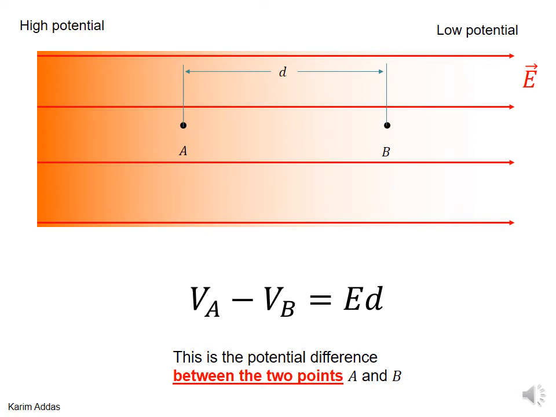So we continue now with the explanation of the difference between the two concepts, potential difference and difference in potential energy between two different configurations. So first, we'll review again the idea of difference in potential. If you have a constant electric field to the right like this, the difference in potential between points A and B is the electric field times the distance.